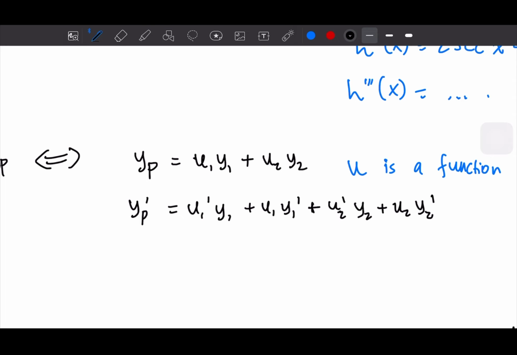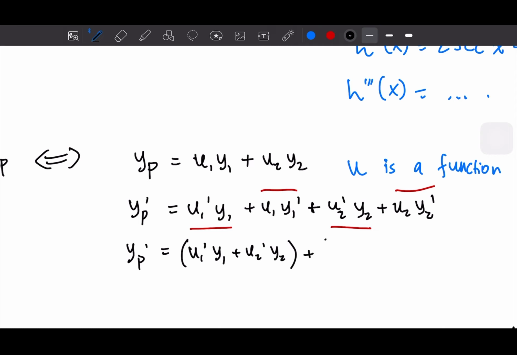Okay, and then combine this with this, u2 prime and y1 prime with y2 prime. Okay. Let's combine those two. So u1 prime y1 plus u2 prime y2.